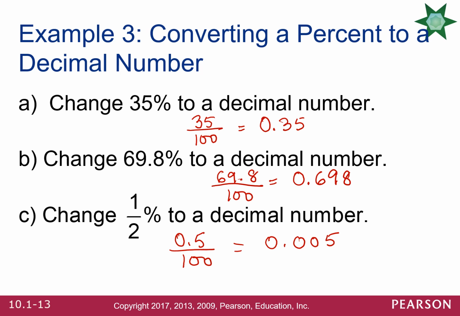Or you can just do half. Instead of converting the half to a decimal, you can just take your half, divide by 100, and then that would mean half times 1 over 100, which is 1 over 200, and then you can do the division to get a value of 0.005.